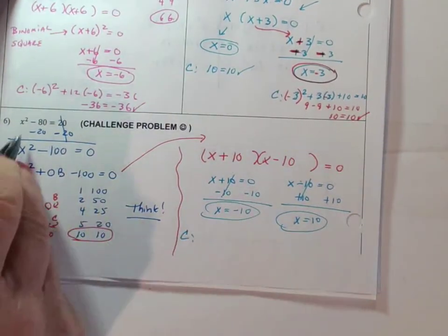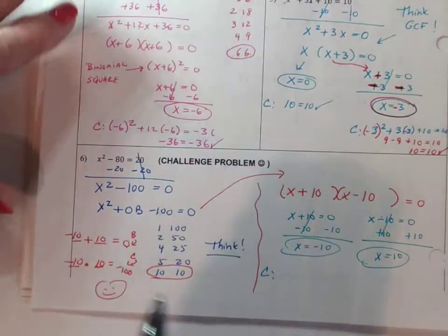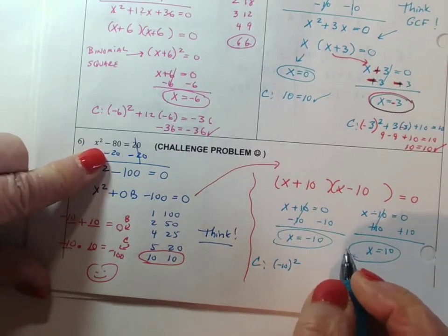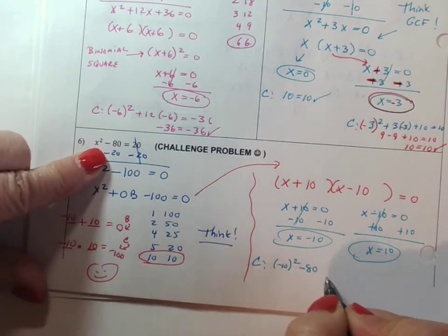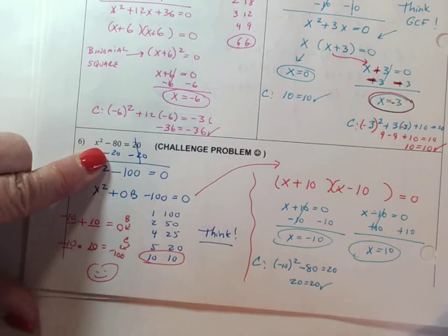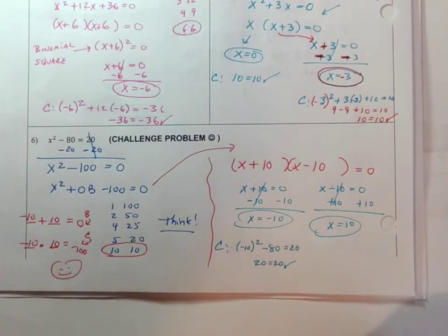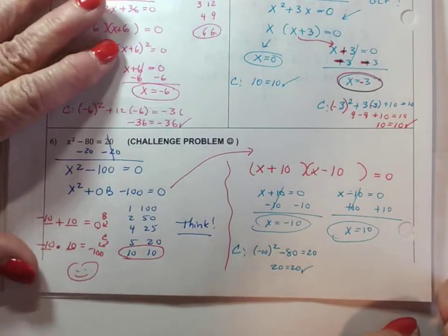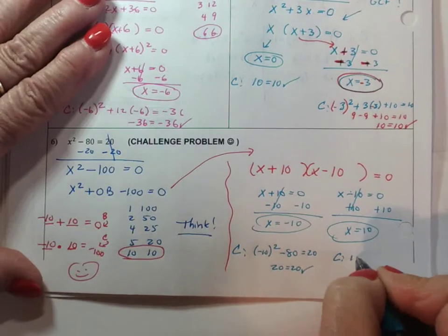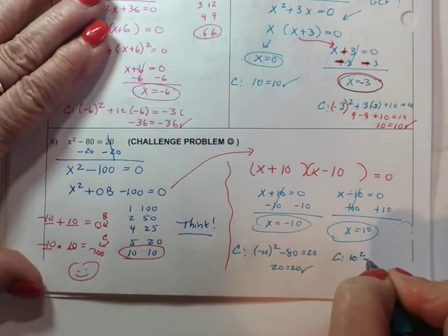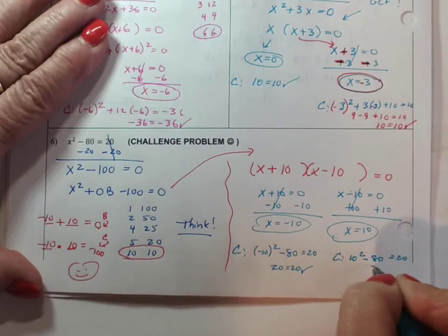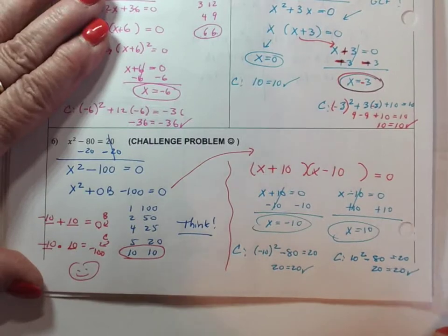I check in the original equation. All right. Negative 10 squared is 100. Minus 80 is 20, which is great because 20 equals 20. Cha-ching, it checks. Now I take the second one in the original equation. 10 squared minus 80. So 100 minus 80 is 20. 20 equals 20. Cha-ching, it checks.